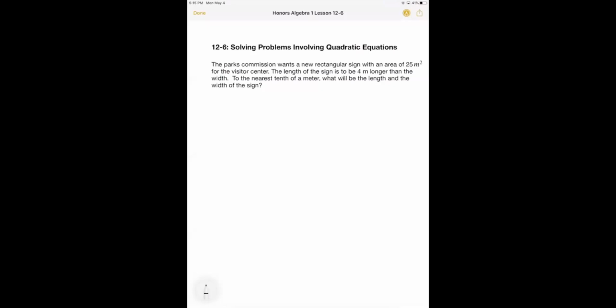The Parks Commission wants a new rectangular sign with an area of 25 square meters for the visitor center. The length of the sign is to be 4 meters longer than the width. To the nearest tenth of a meter, what will be the length and the width of the sign?